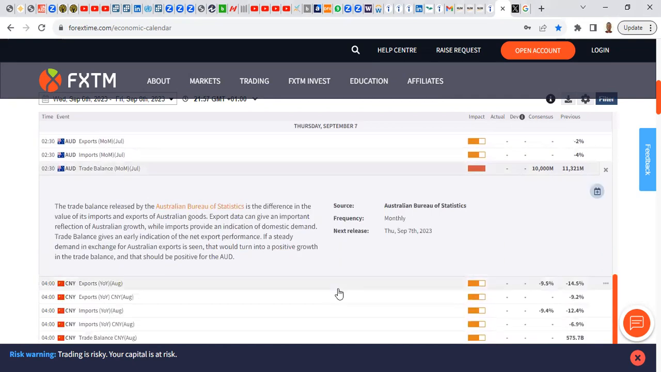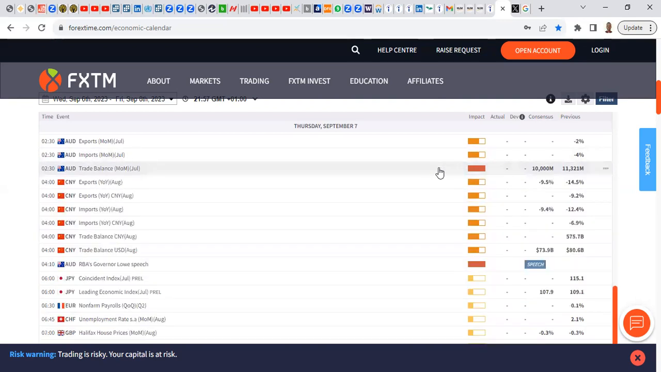So if we read this, it says the trade balance, and that will turn into a positive growth in trade balance, and this should be positive for AUD.